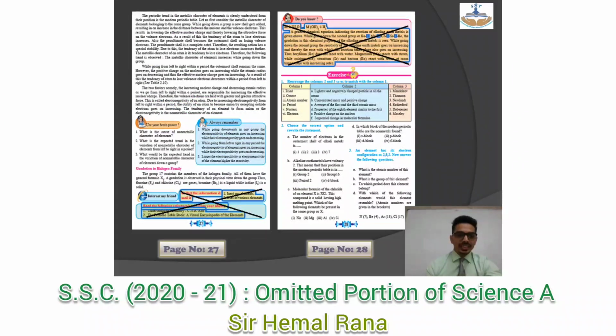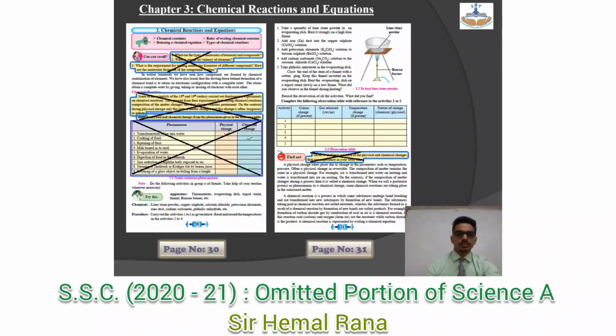On page 27, we don't have Internet My Friend. That part has been omitted. On page 28, we do not have the last part of your chapter, Do You Know? This entire box has been omitted from your portion.